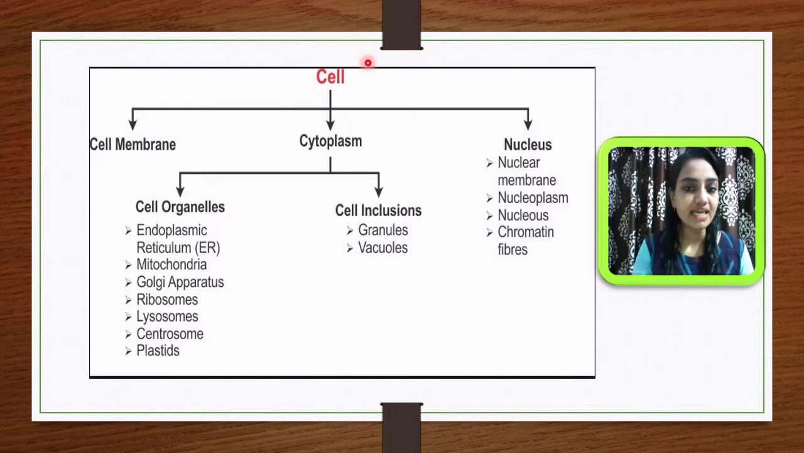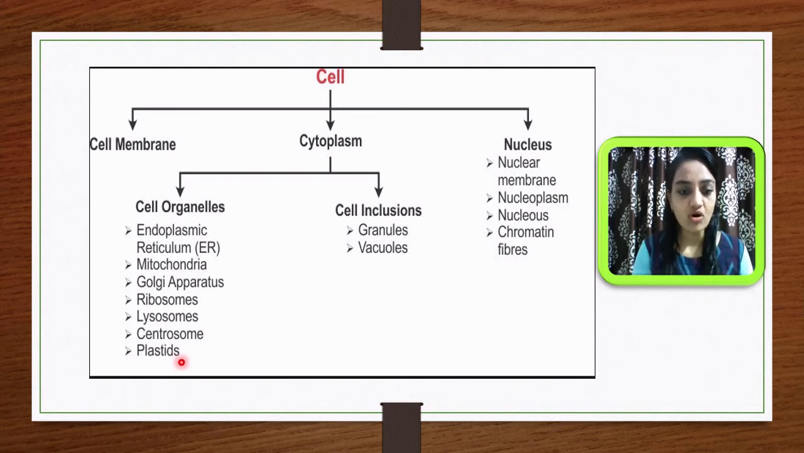Now let me summarize the parts, or components, of a cell. Any cell, whether plant or animal, is composed of three main components: the cell membrane, the outer boundary of a cell; the cytoplasm; and the nucleus, the center of the cell. The cytoplasm has cell organelles and cell inclusions. Cell organelles include endoplasmic reticulum, mitochondria, Golgi apparatus, ribosomes, lysosomes, centrosomes and plastids.